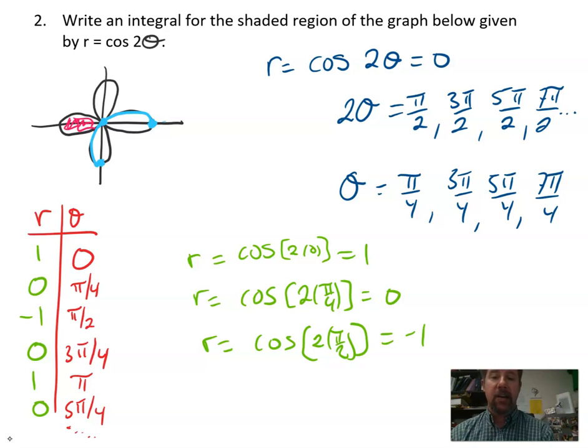Then I'm going to go to 3 pi over 4, radius of 0. 3 pi over 4 is here, and the radius is in this direction, but a radius of 0 brings me back to the pole. And then I'm going to go to pi, positive 1. Pi is over here, and a radius of positive 1 would be right there. So right here we are starting our petal, right?